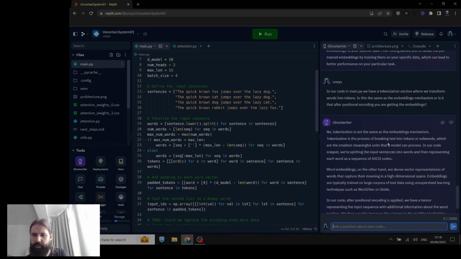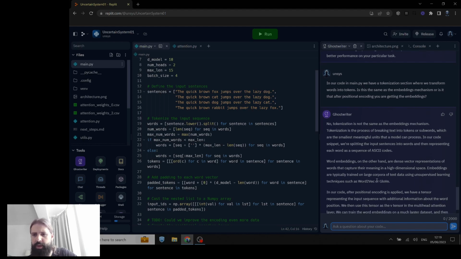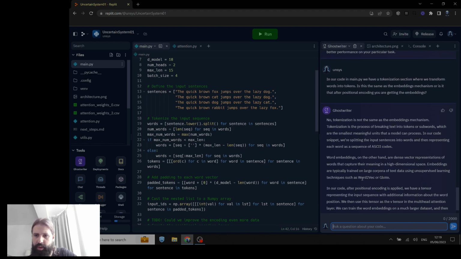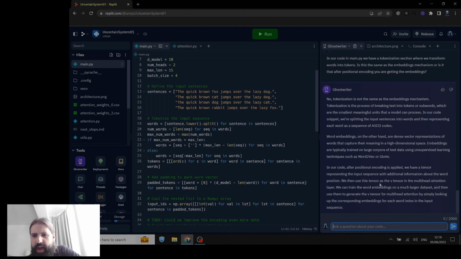Tokenization is the process of breaking text into tokens or subwords, which are the smallest meaningful units that a model can process. In our code snippet, we're splitting the input sentences into words and then representing each one as ASCII codes. Embeddings, on the other hand, are dense vector representations of words that capture meaning in a high-dimensional space. Embeddings are typically trained on large corpora of text data using unsupervised learning techniques. In our code, after positional encoding is applied, we have a tensor representing the input sequence with information about the word position. We then use this tensor as the v-tensor in the multi-head attention layer. We can train the word embeddings on a much larger data set and then use them to generate the v-tensor.